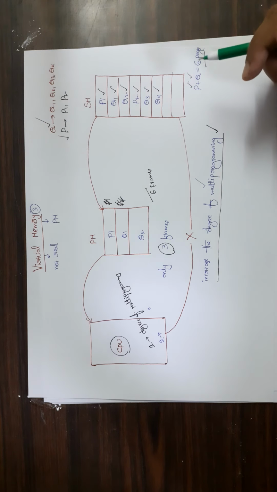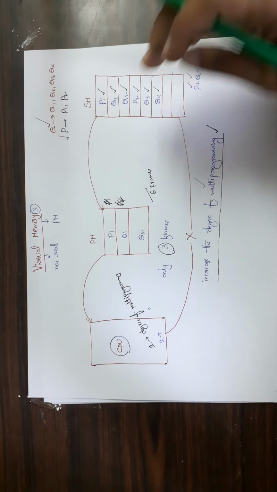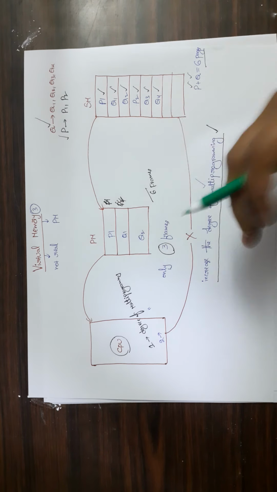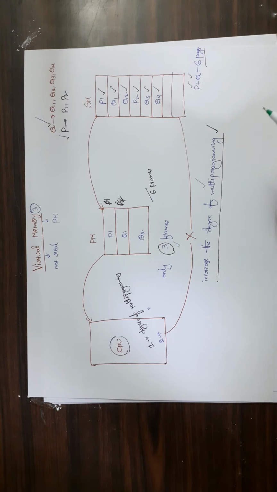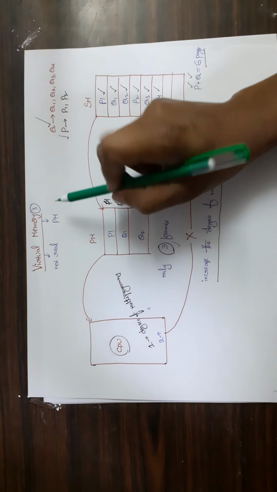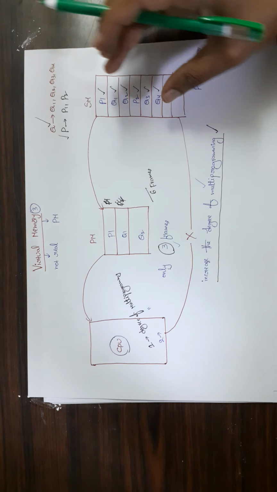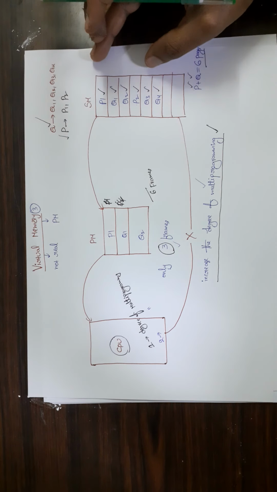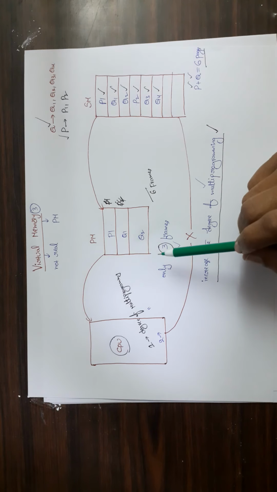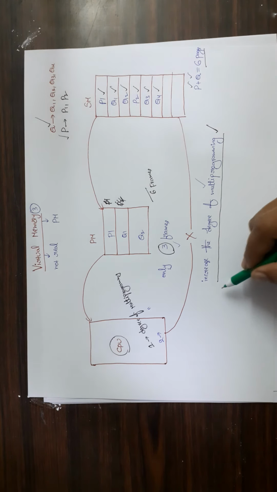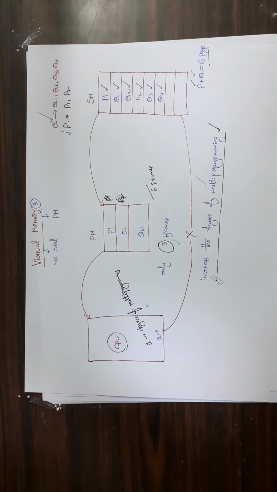If you don't have the virtual memory concept, then we can load only process P or we can load only process Q, but we cannot load both the processes because we don't have the sufficient amount of memory space. But if you use the virtual memory concept, then without loading the entire portions of process P and process Q, we can execute those processes successfully. That means we can increase the degree of multiprogramming by using the virtual memory concept.